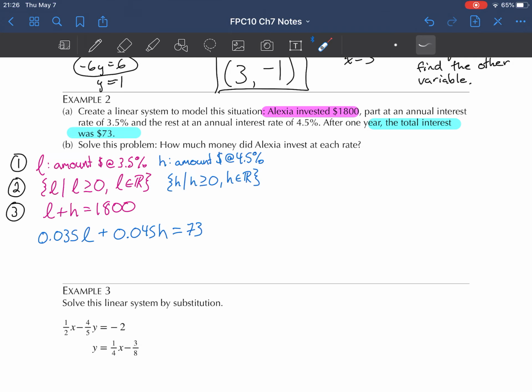Good. Letter A is done. We've created a linear system. Now let's move on to letter B. Letter B is solve this problem. How much did Alexa invest at each rate?